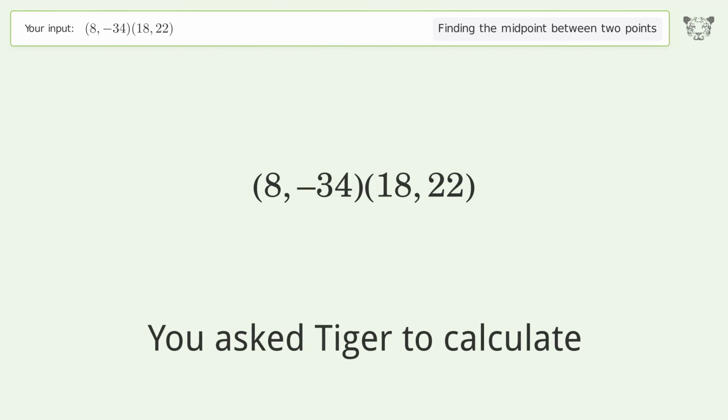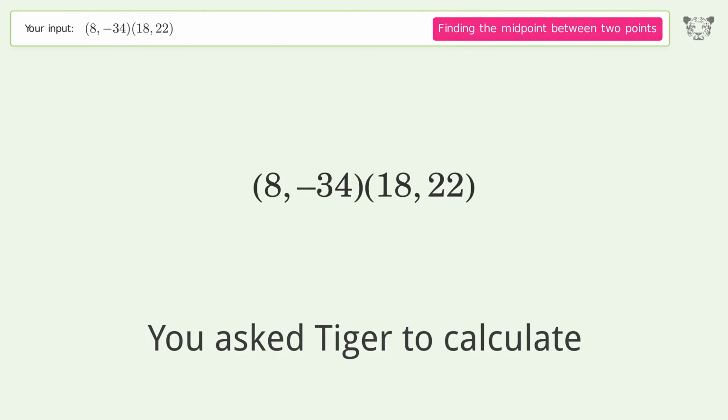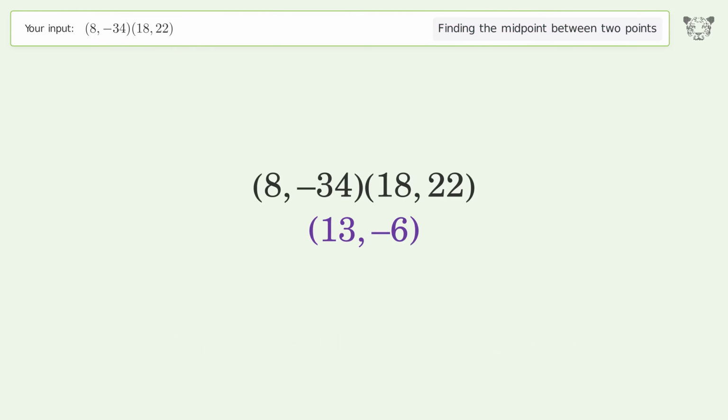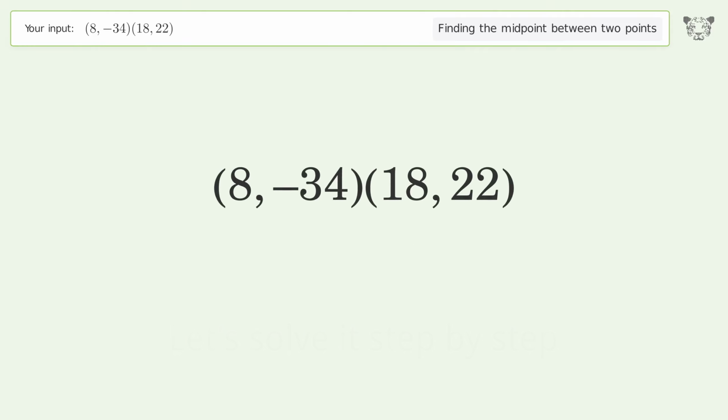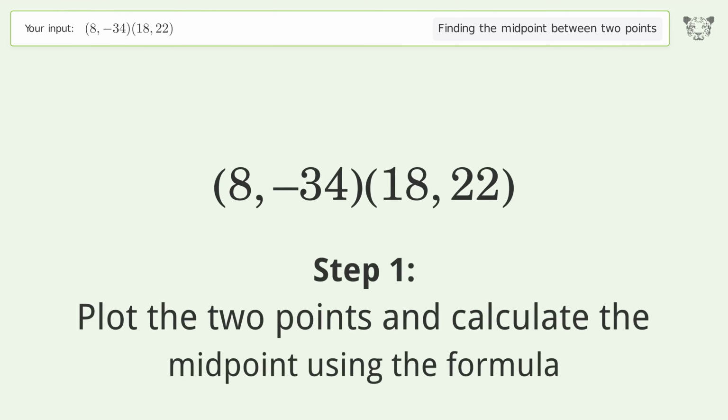You ask Tiger to calculate. This deals with finding the midpoint between 2 points. The midpoint between the 2 points is 13, -6. Let's solve it step by step. Plot the 2 points and calculate the midpoint using the formula.